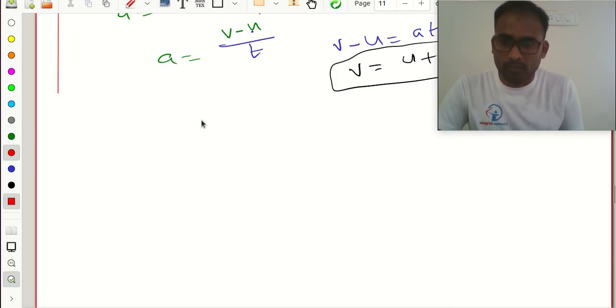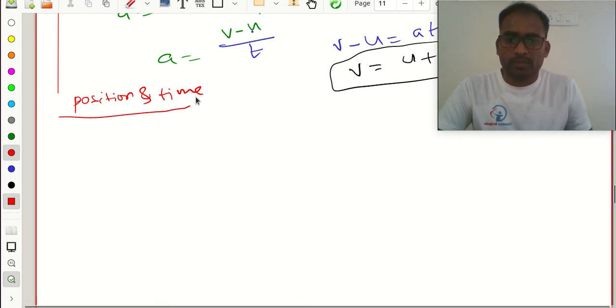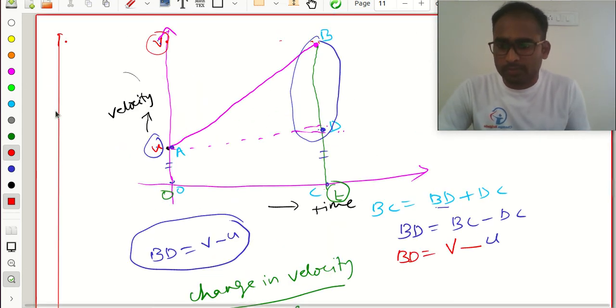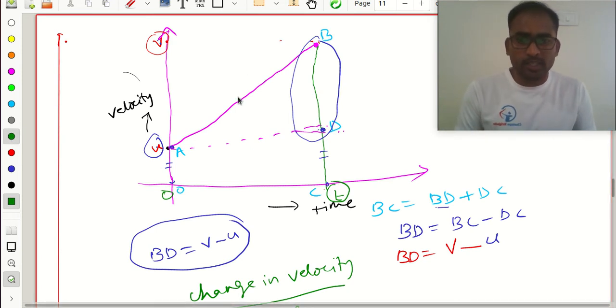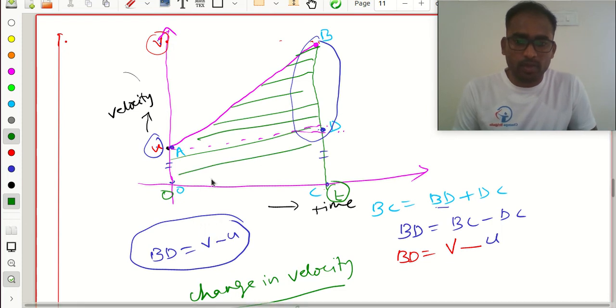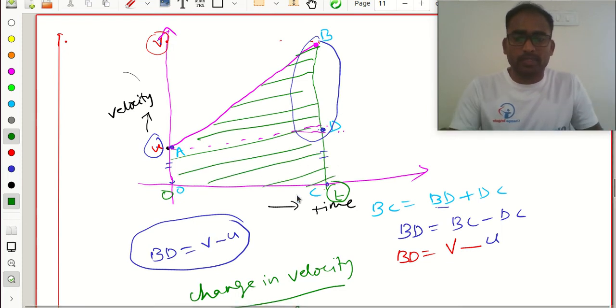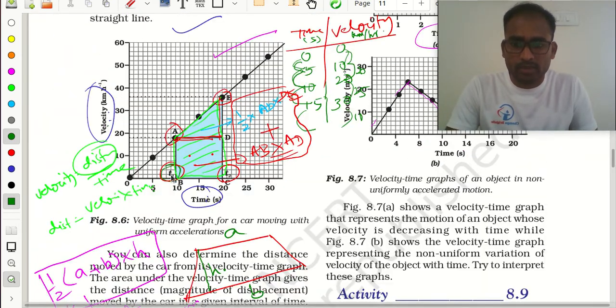Position and time next. In position and time, please observe this graph. I need to calculate the distance or displacement from this velocity and time graph. So I need to calculate the area of this trapezium. That is what we did in our previous example. See here, same thing.